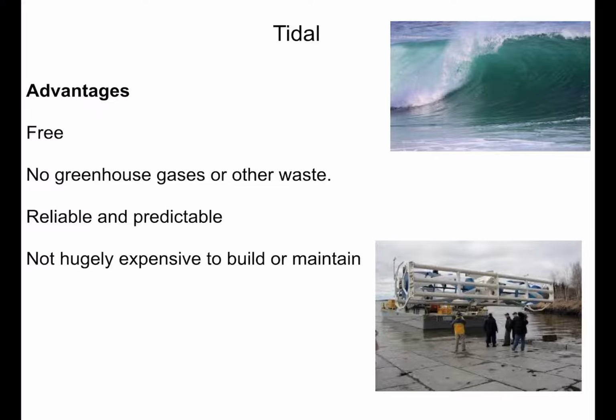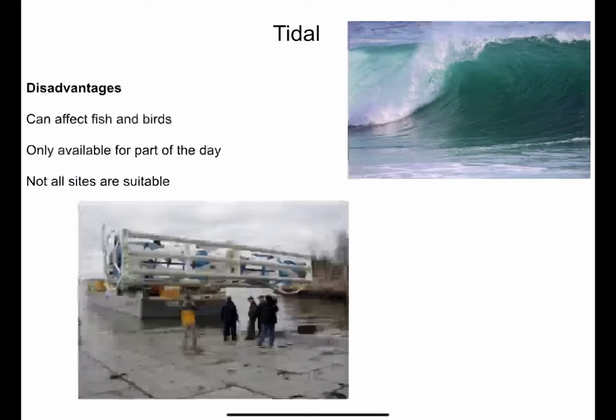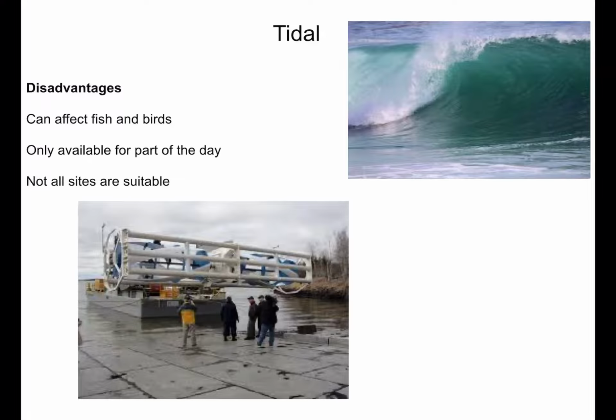No greenhouse gases or other waste is produced, and the tides themselves are reliable and predictable, which means you can plan how much energy is produced. The turbines are not overly expensive to build or maintain. However, they can affect birds that rely on tides to find their food and fish that need to migrate round them. The tides are only available for part of the day, and not all sites are suitable for turbines.